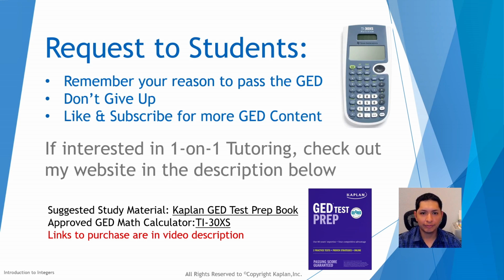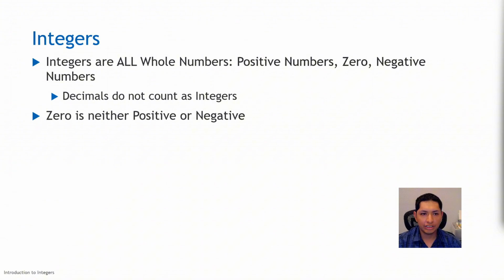All right, let's get started. Integers, by definition, are all whole numbers. They can be split into three categories, which are the positive numbers, zero, and negative numbers. Zero is a special case. It is categorized as an integer, but it does not fall under the categories of positive or negative.